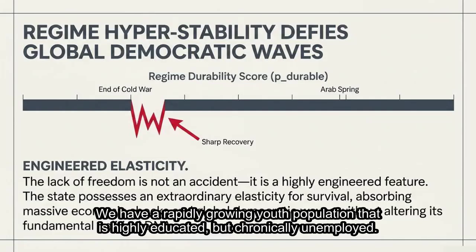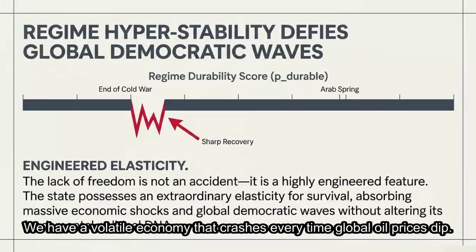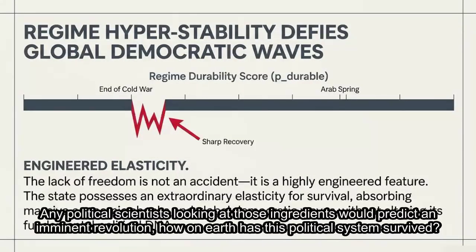Okay, let's take a step back and look at the whole picture we've painted here, because it's a lot. It is a complex web. We have a rapidly growing youth population that is highly educated but chronically unemployed. We have women structurally sidelined from the economy. We have a volatile economy that crashes every time global oil prices dip. We have a deeply unequal distribution of wealth and a stagnant, rigid government bureaucracy.